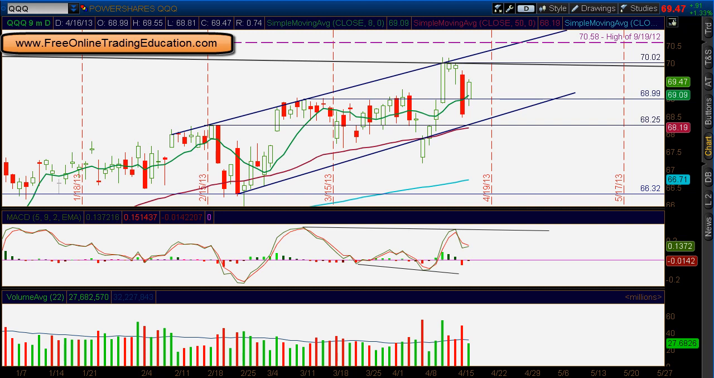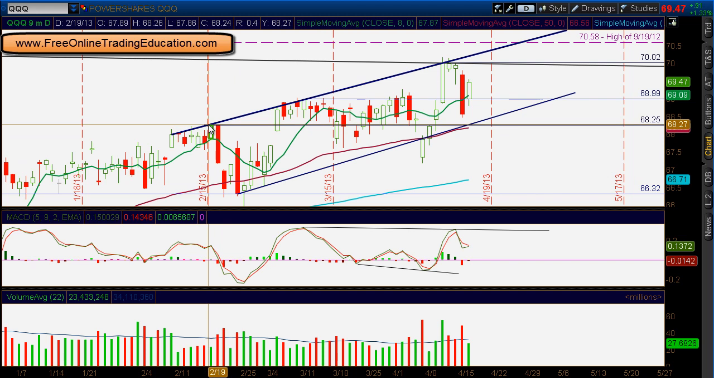So now let's get into some fun and let's get into our technical analysis. Let's take a look at the Q's daily chart to see what is happening at this moment. Wow, look at this beautiful channel that we've been in for quite some time.